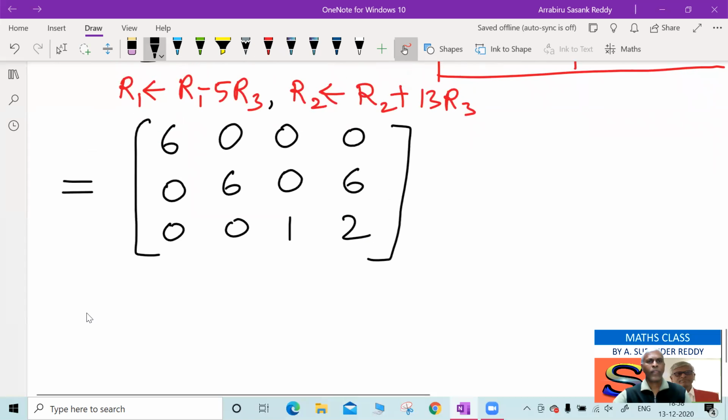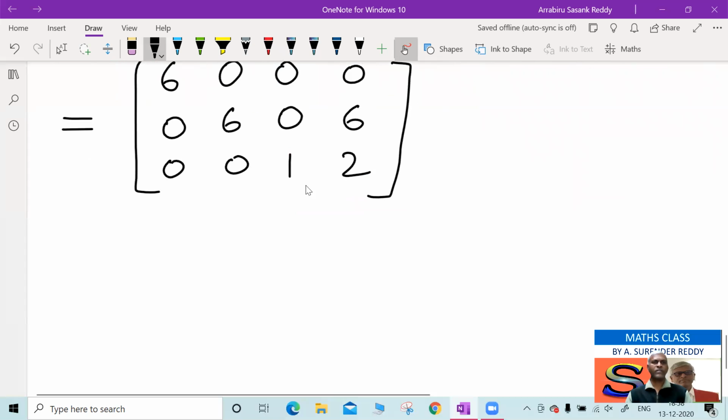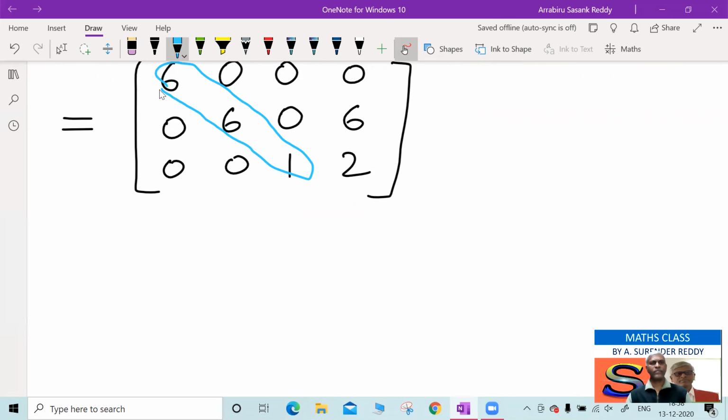So we have converted all 6 zeros. First column 2 zeros, second column 2 zeros, third column 2 zeros. All the zeros are completed. Now convert the diagonal elements into 1. So the 6 should become 1. So divide R1 by 6. And second row 6 should become 1. So divide the second row by 6.